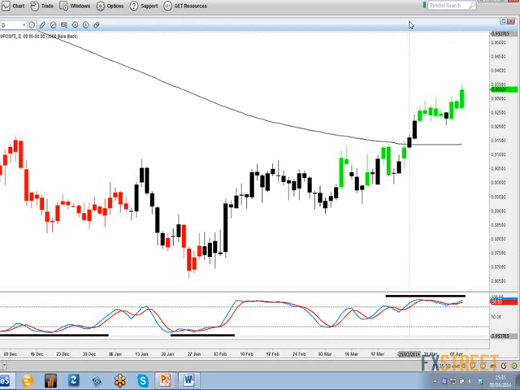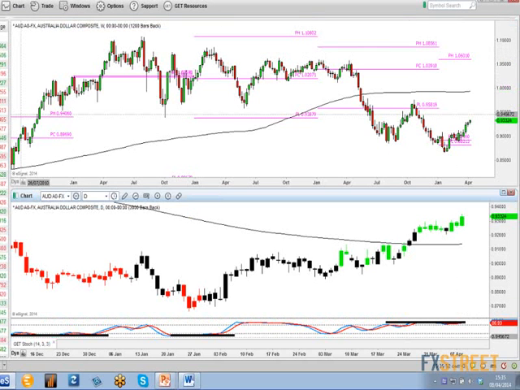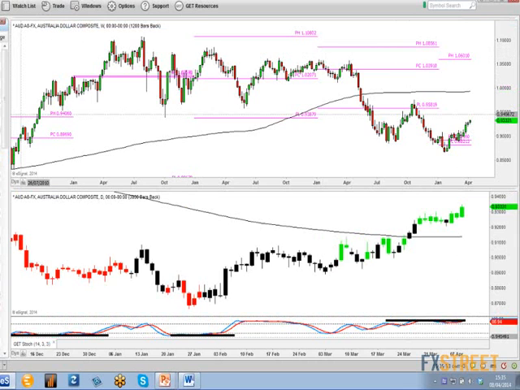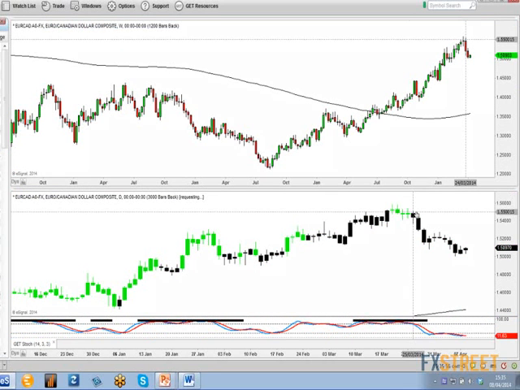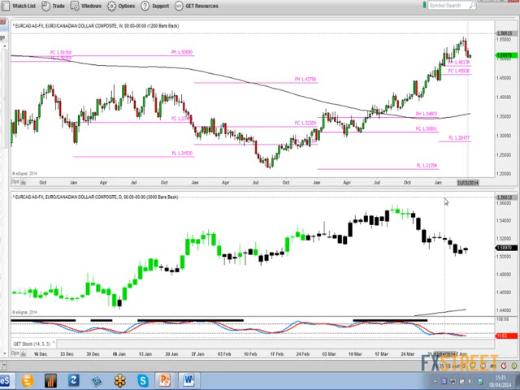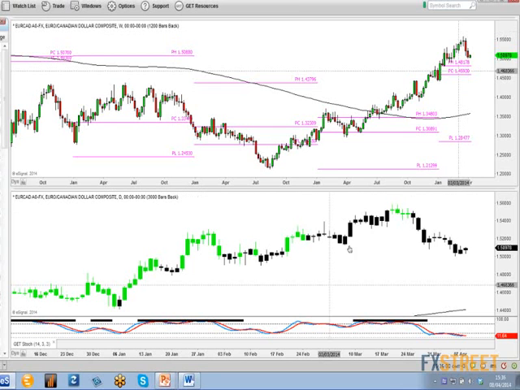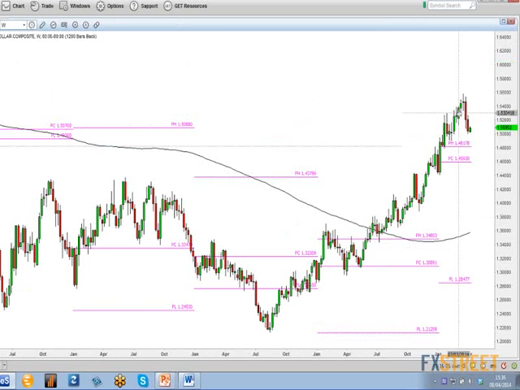So let's just have a look at a few more chart patterns. Let's have a look at the Euro Canadian dollar. The Euro Canadian dollar is not something that we're particularly interested in. Why? Because the trend is up. Look at the long-term trend. It's up, but it's currently going through an area of consolidation.